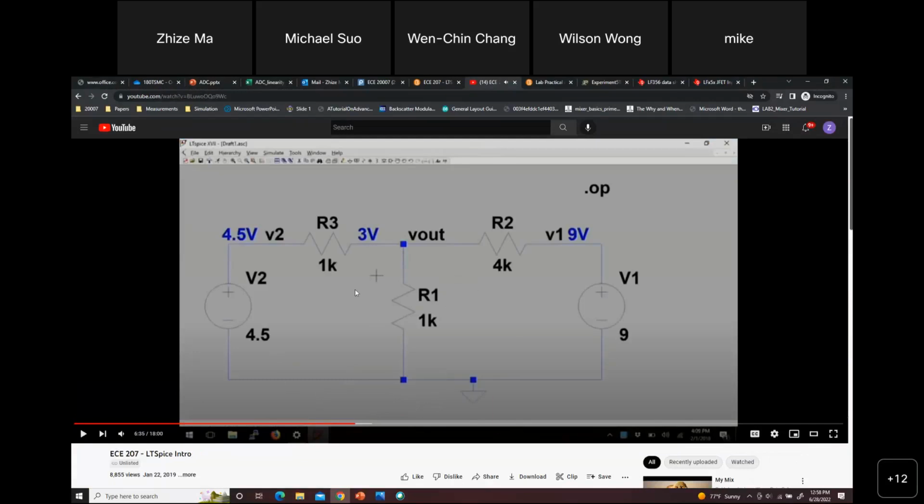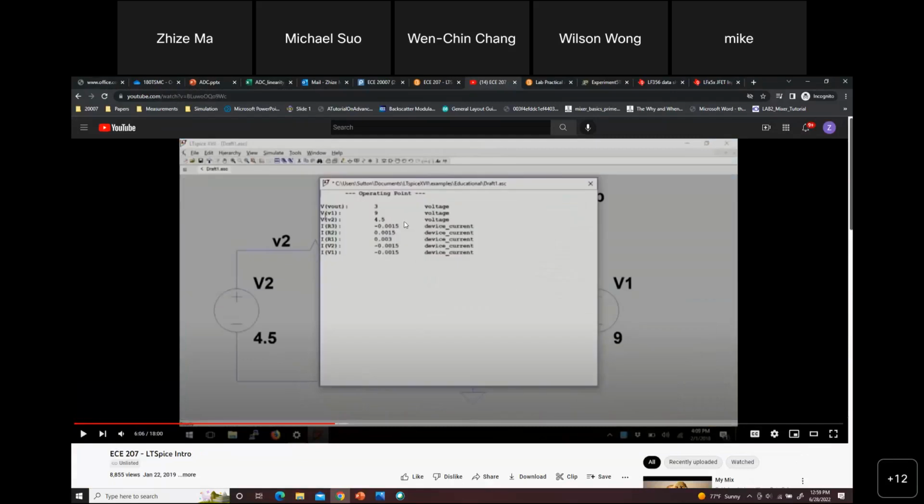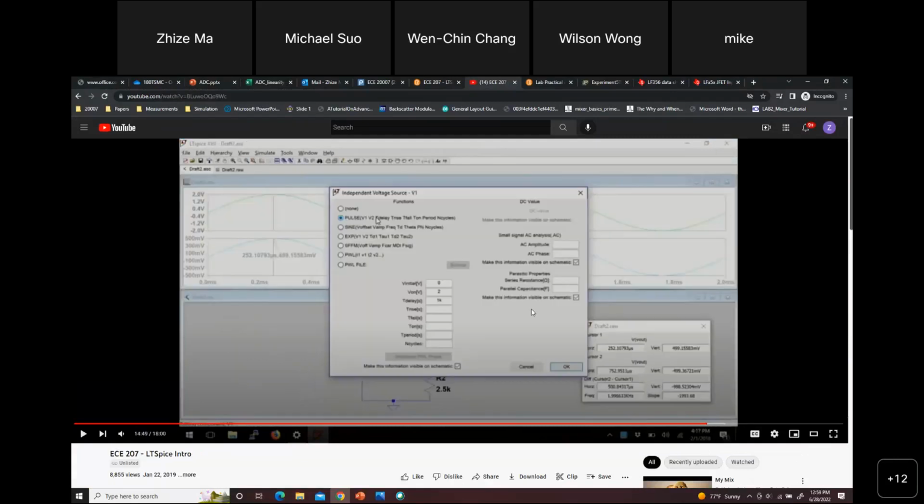There should be a DC simulation and a transient simulation. The first one is called operating point simulation, and the second one is a transient simulation. You repeat the same process, then you get the result and take a screenshot.